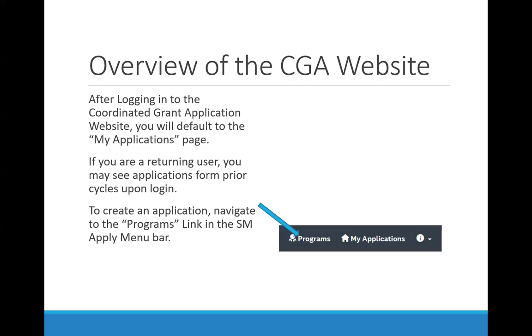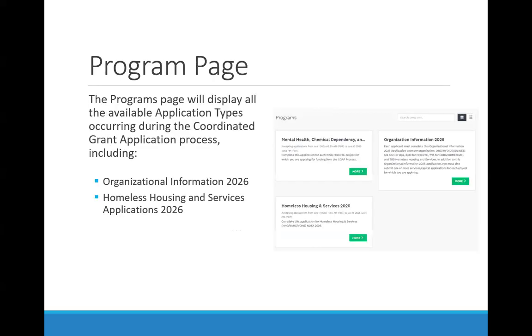After you've logged in, you'll click the link in the menu bar that says Programs. That will take you to the current applications that are open. On the Programs page, it'll display the current applications that are open. For our CGAP application for homeless housing and services, you'll need to complete one organizational information application for your agency if you haven't already started one for another application.